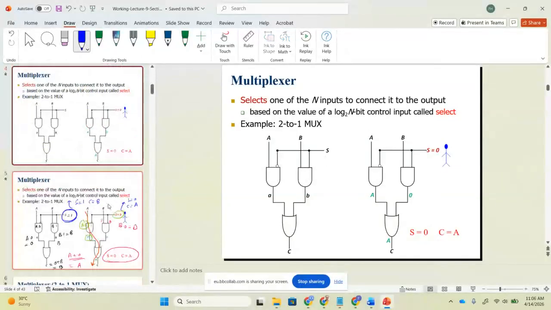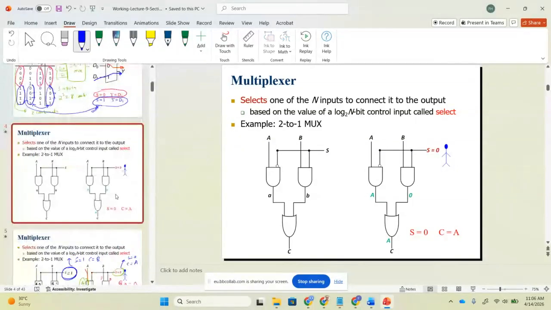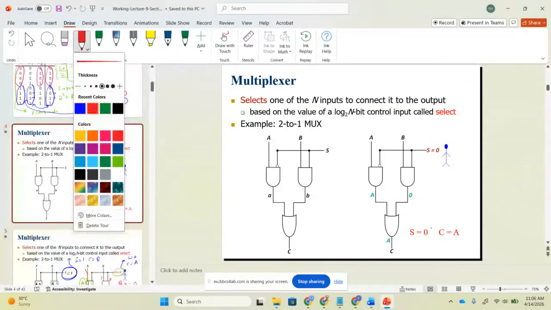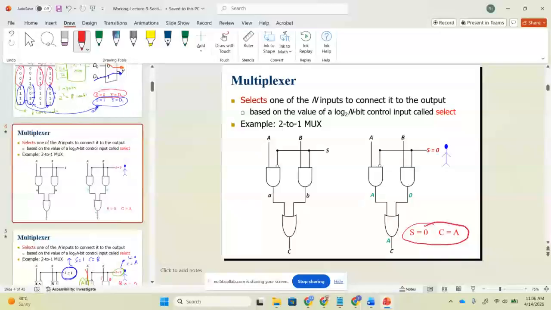Got it or not got it? So when S is equal to 0, so the first possibility, which color? S is equal to 0. So what will be S bar? S bar will be equal to 1 because this is an inverter here.